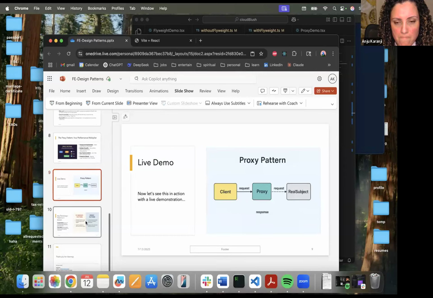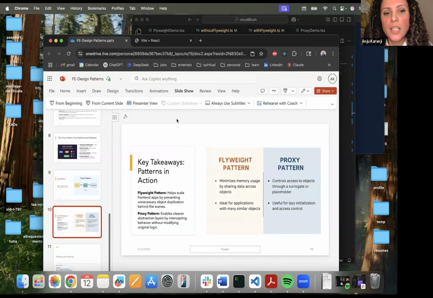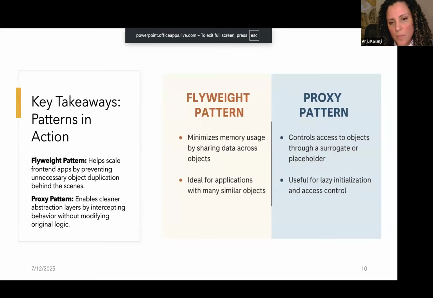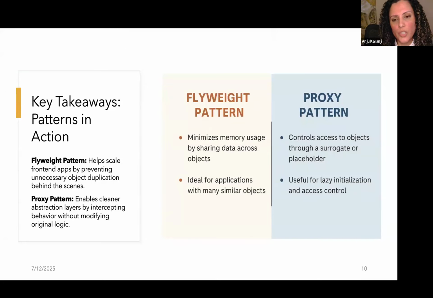Now, key takeaways. Flyweight pattern minimizes memory usage by sharing data across objects, ideal for applications with many similar objects. Proxy pattern controls access to objects through a surrogate or a placeholder. It is great for lazy initialization, lazy loading, and controlling access to certain things, like an expensive network call. Like if only a manager is supposed to do it but not a regular employee, we are going to restrict access to it with the help of this proxy.